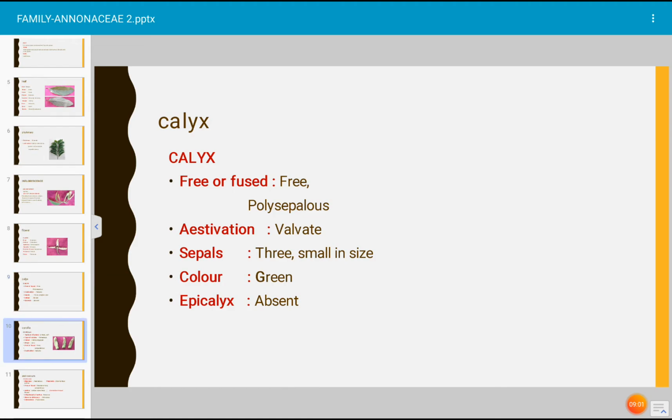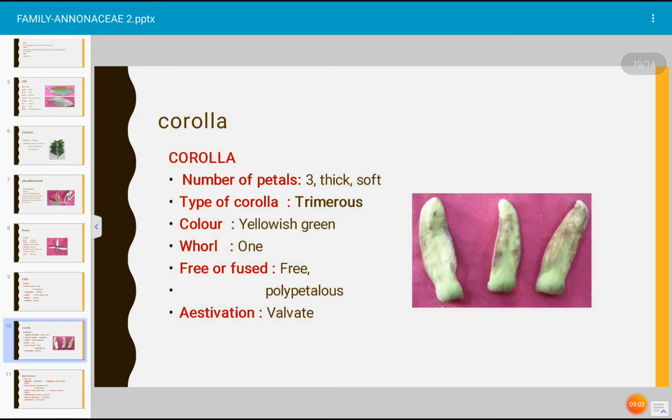Next slide. This is the corolla in the photograph. Corolla lobes are there, and corolla lobes means petals. Corolla consists of petals. All the petals together are known as corolla. How many petals are there in the flower of Annona squamosa? Only 3 petals. See the petals in the photograph, which are very thick and green in color. This is a specific characteristic feature of Annona squamosa. Thick petals, 3 in number, soft.